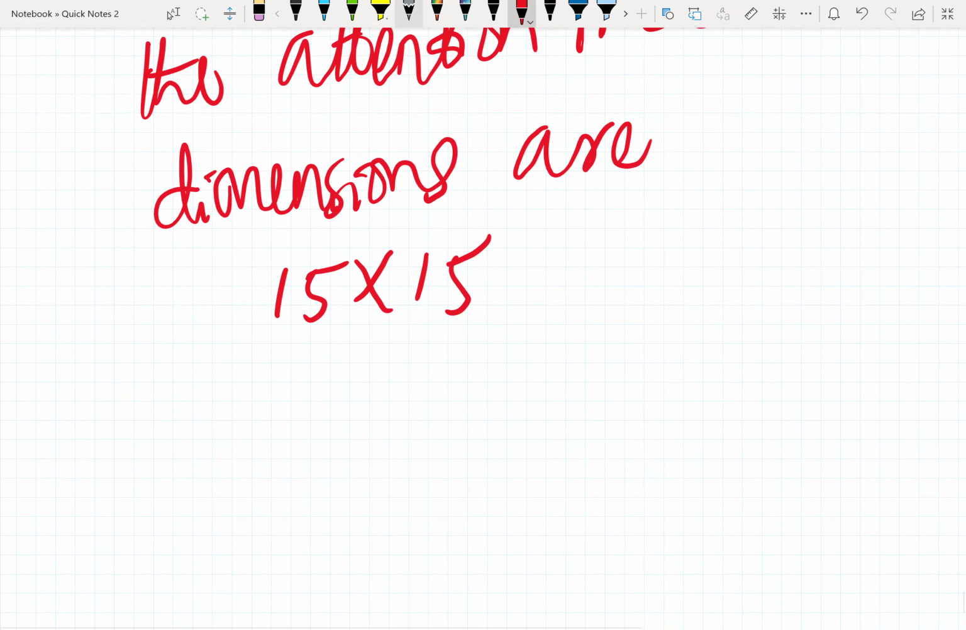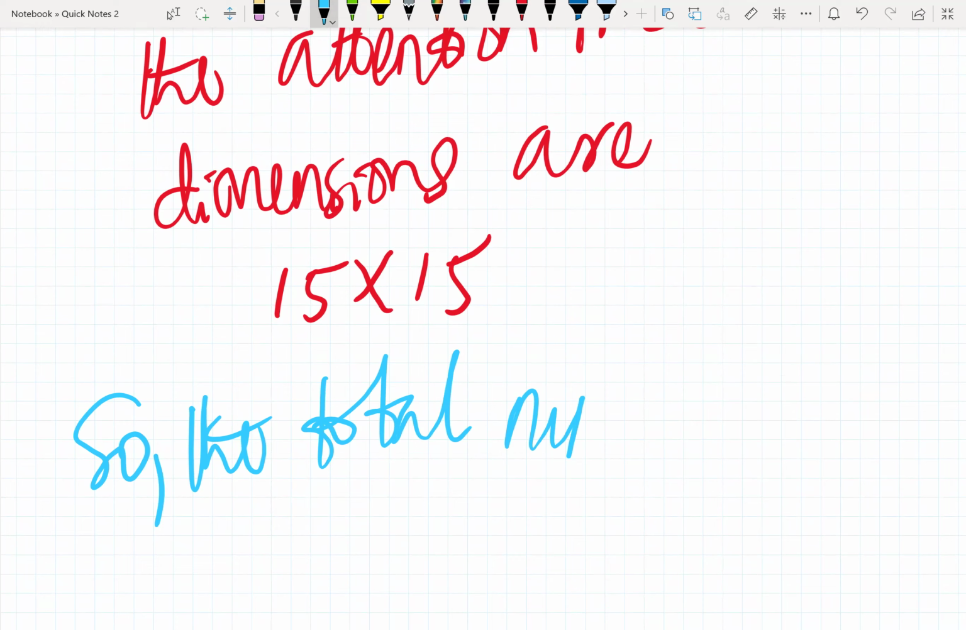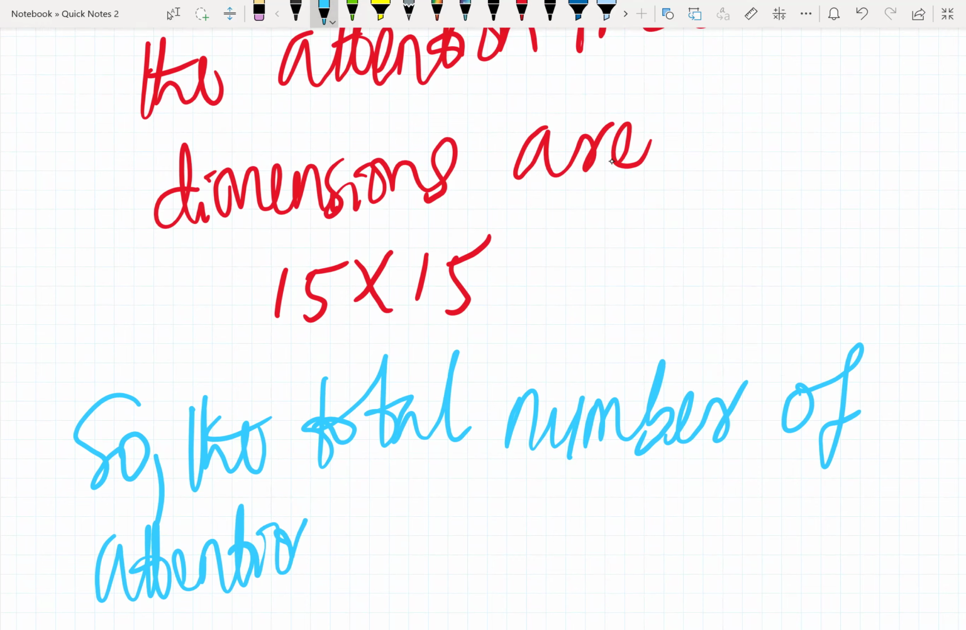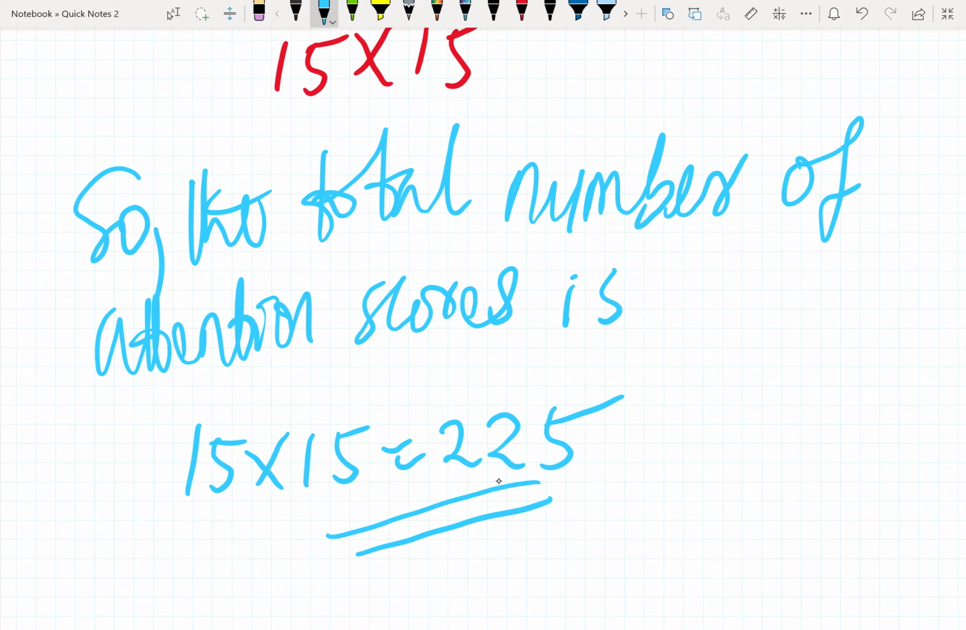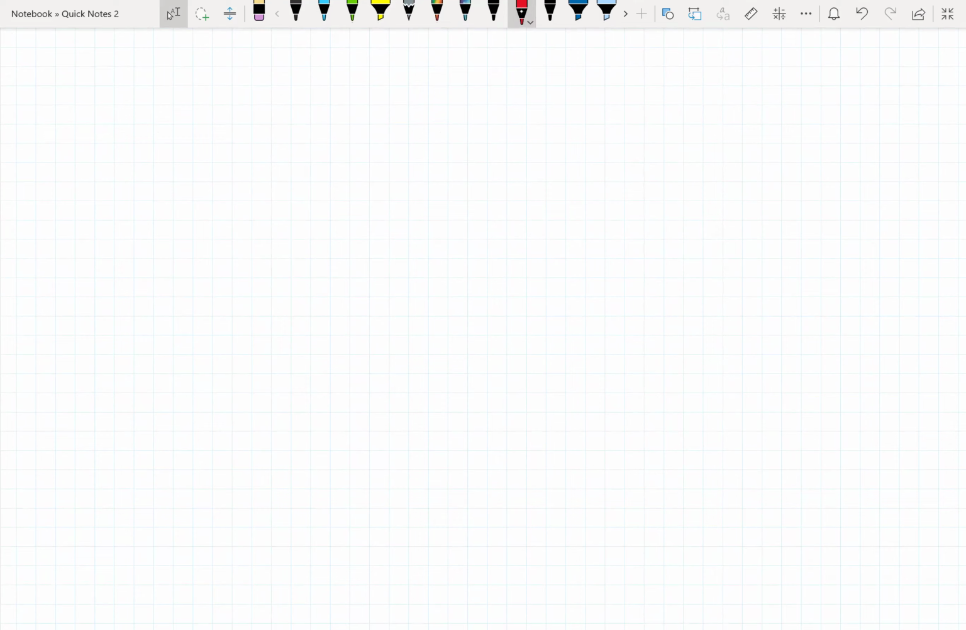So the total number of attention scores is 15 times 15, which is equal to 225. So in essence, we say that the self-attention matrix has dimensions 15 by 15 and contains 225 individual attention scores. Let me just make that final statement and bring that to a close.